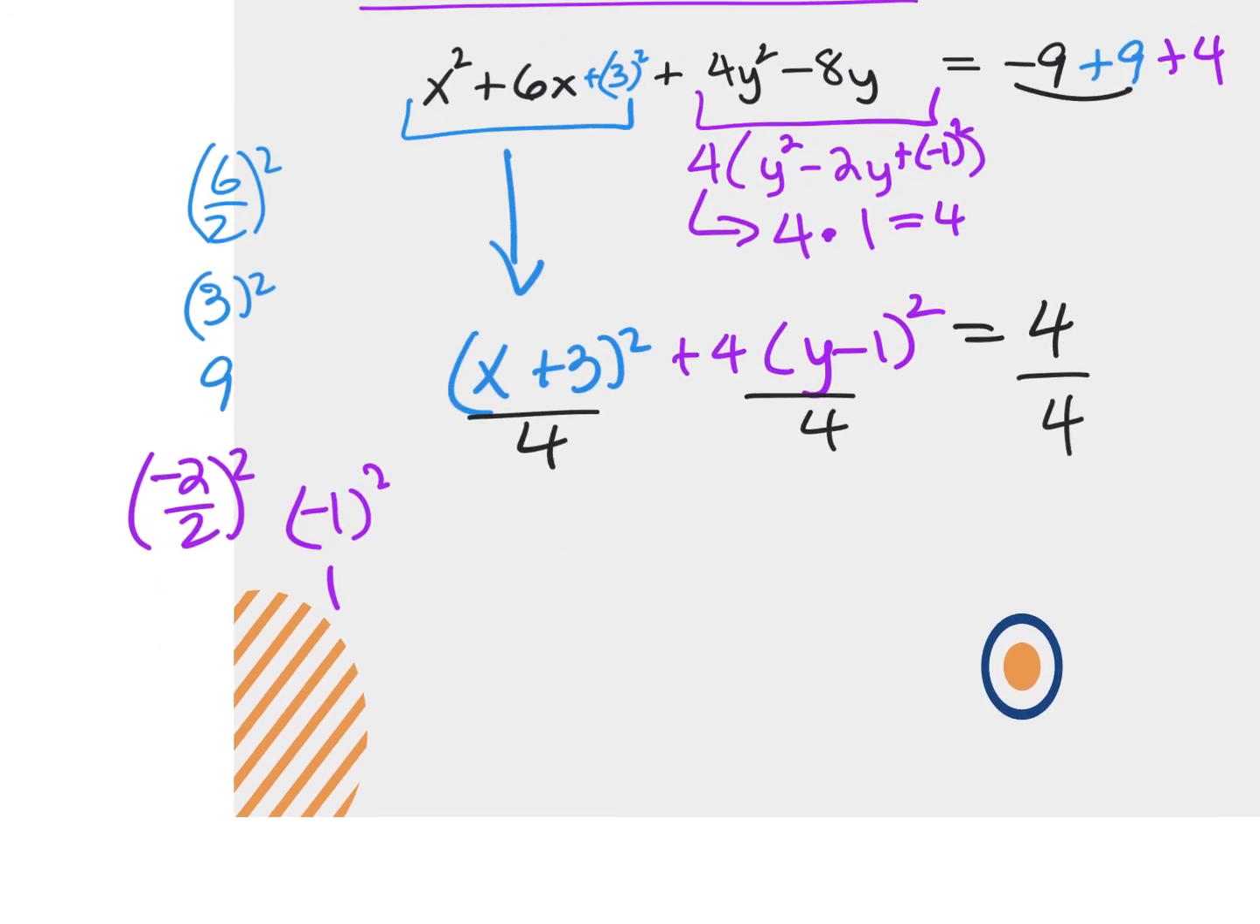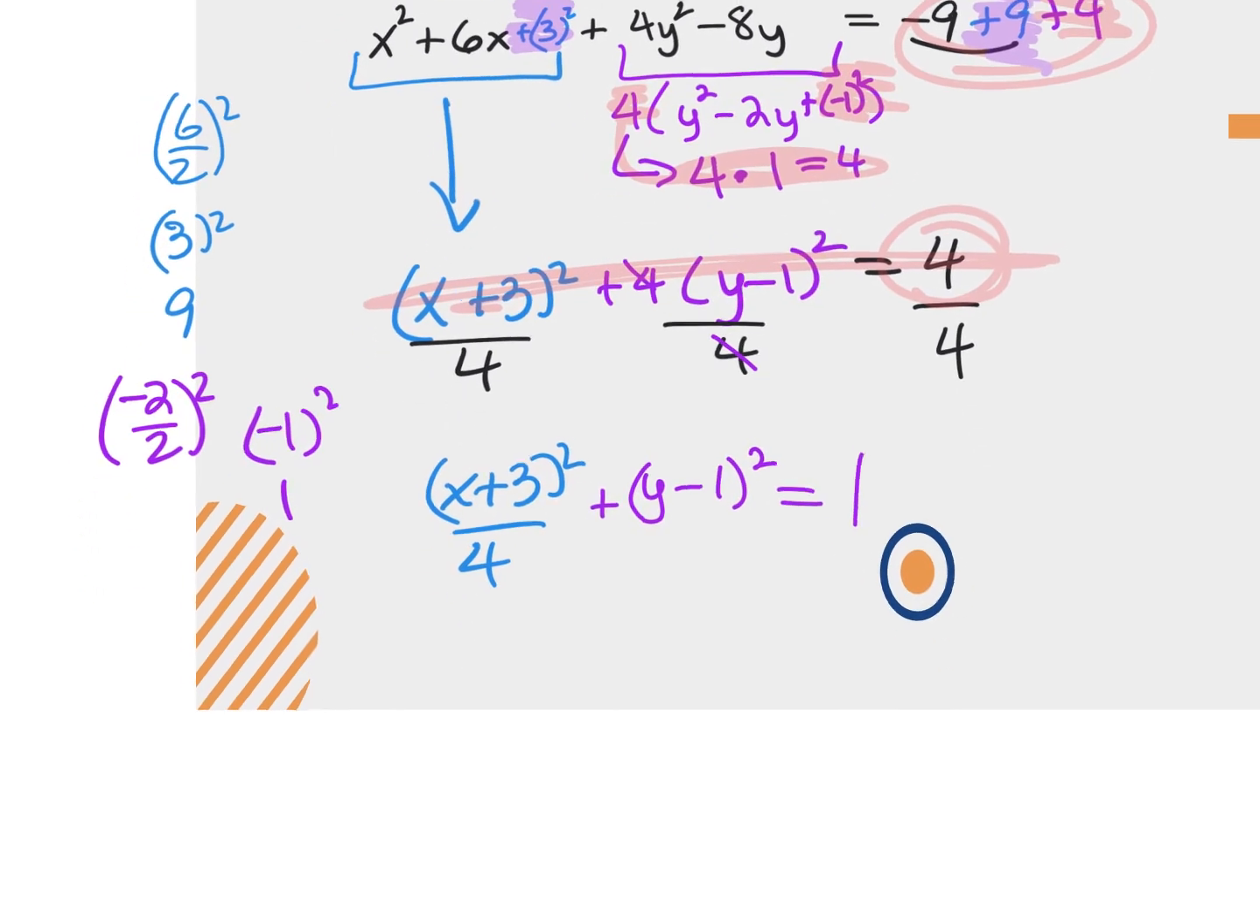So now the first fraction becomes (x + 3)² over 4. The purple one, the 4's simplify. So I'm just left with my (y − 1)² = 1. Now remember, when you go to get your a² and b², know that that is really an assumed 1 there. But when you go ahead and key it into WebAssign, you don't have to put the 1 that's there.